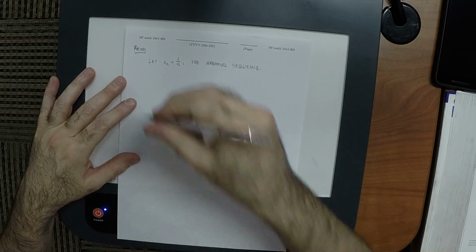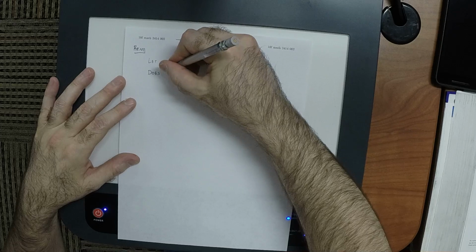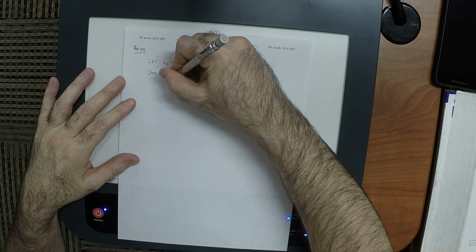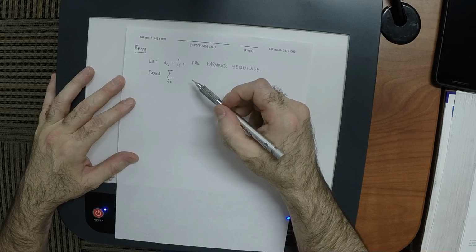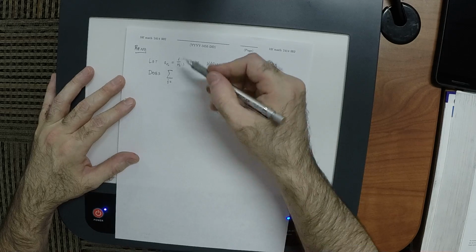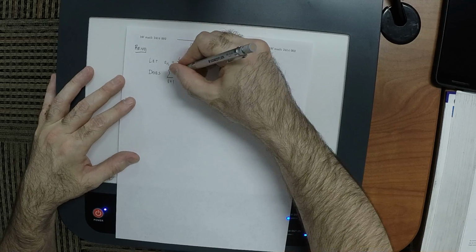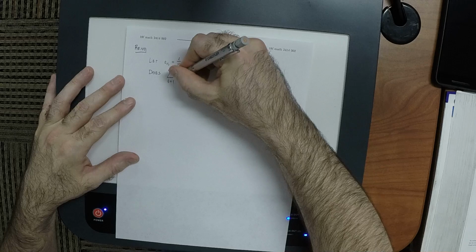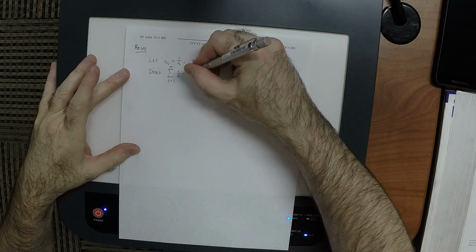And then we could ask, does the summation from i equals, where do I need to start? Can I start at 0? No, I can't start at 0, because you can't divide by 0, so I'll start at 1. So does the summation from i equals 1 to n of 1 over n converge? That series is so important that it has a name. What's its name? The harmonic series.